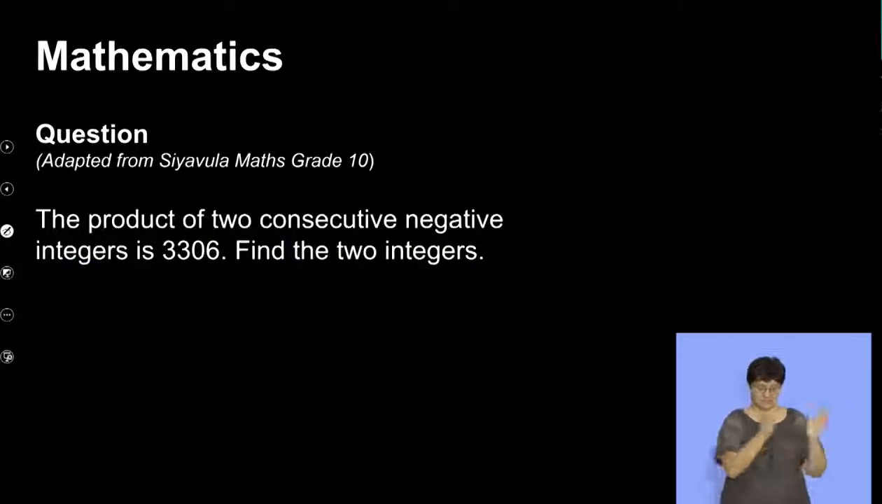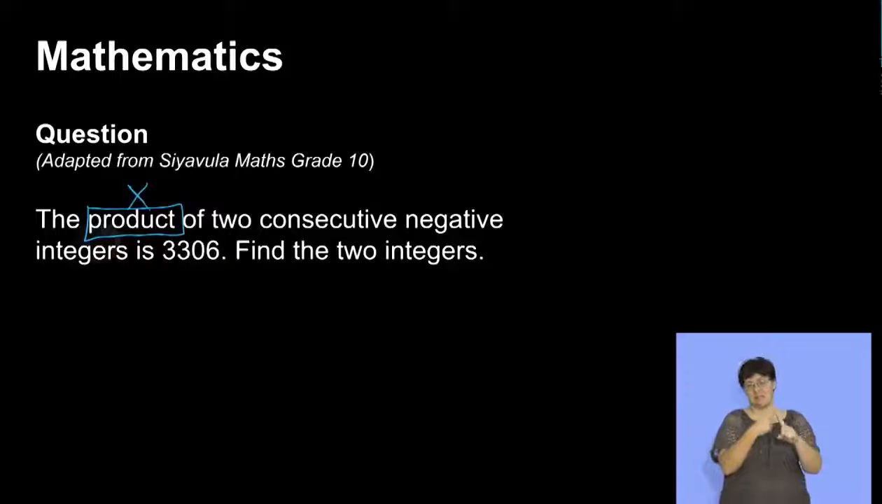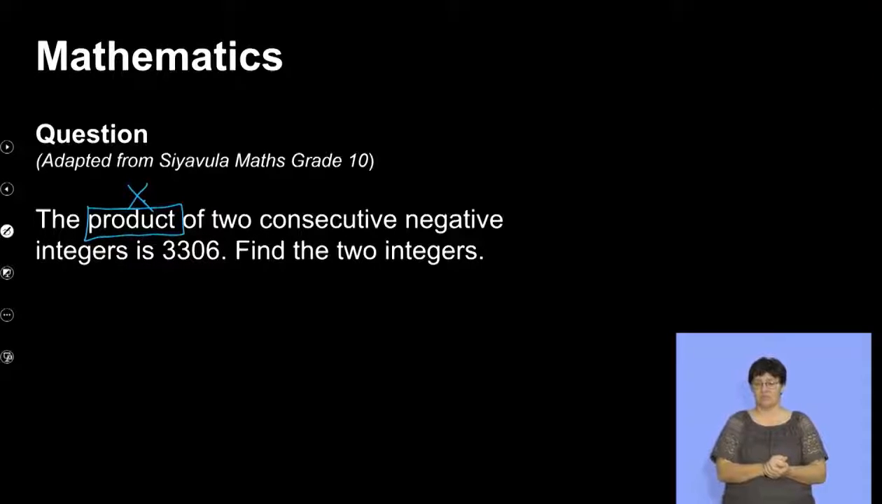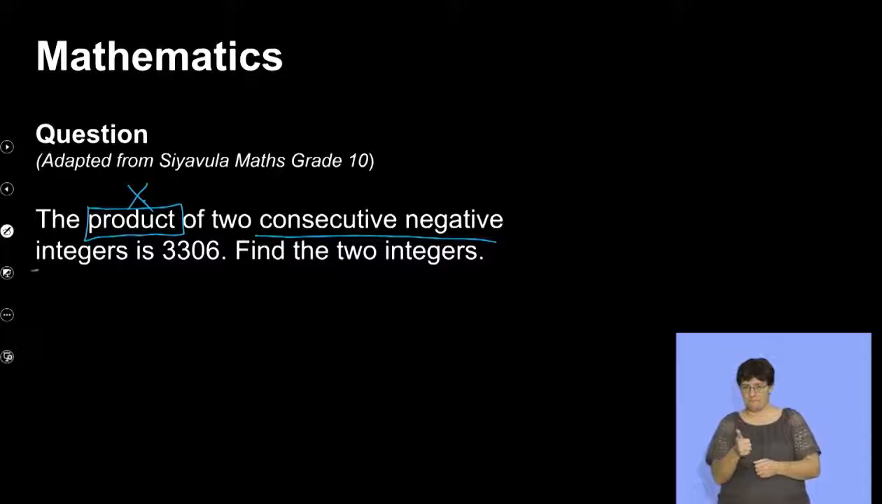The next question says the product. Remember I mentioned that these words are important, so you need to know them, please. This means multiply. And please look at the difference between my multiply and my x, because there is a difference. The product of two consecutive negative integers is 3,306. Then we want to find those two integers.